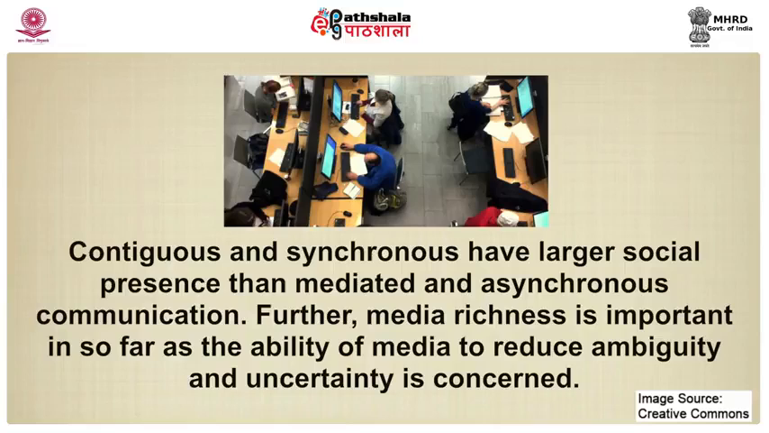Intimacy, that is, interpersonal versus mediated, and immediacy, that is, synchronous versus asynchronous, are two important dimensions of social presence. Contiguous and synchronous communication have larger social presence than mediated and asynchronous communication. Further, media richness is important insofar as the ability of media to reduce ambiguity and uncertainty is concerned.